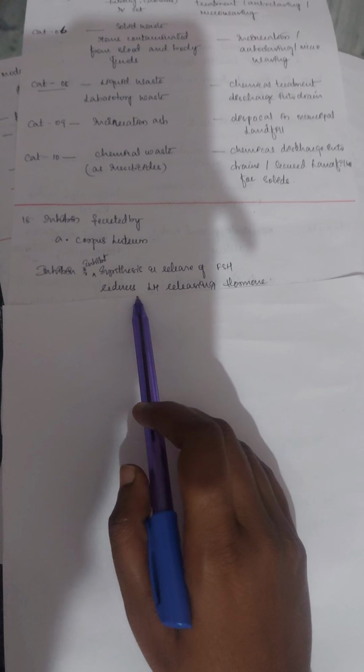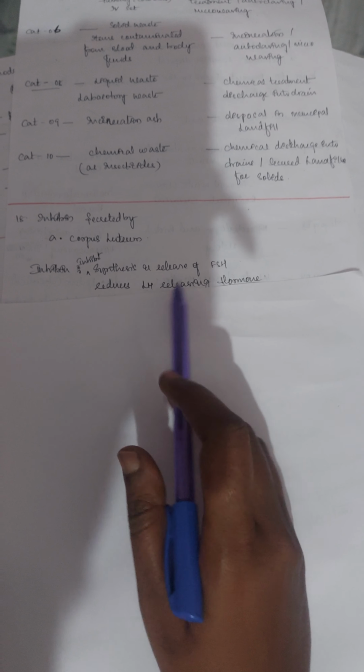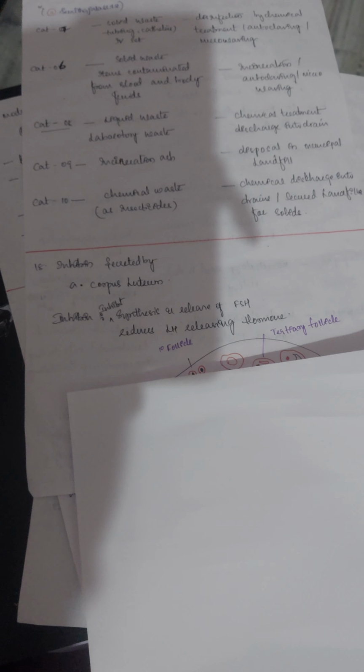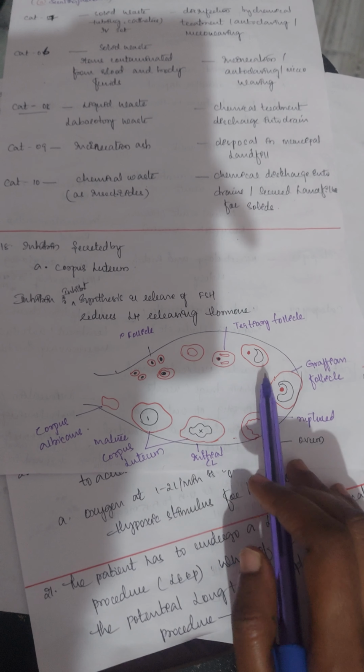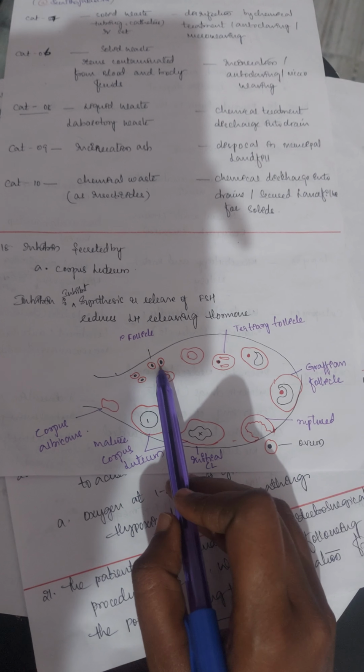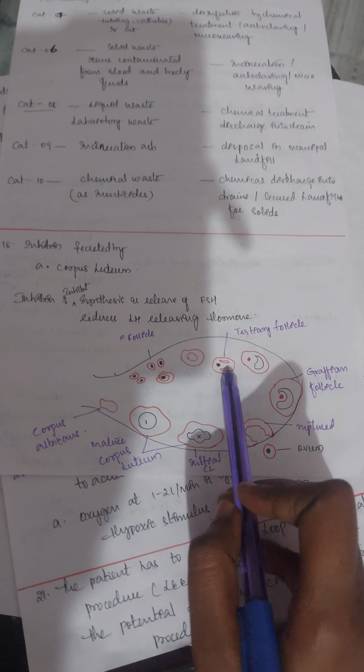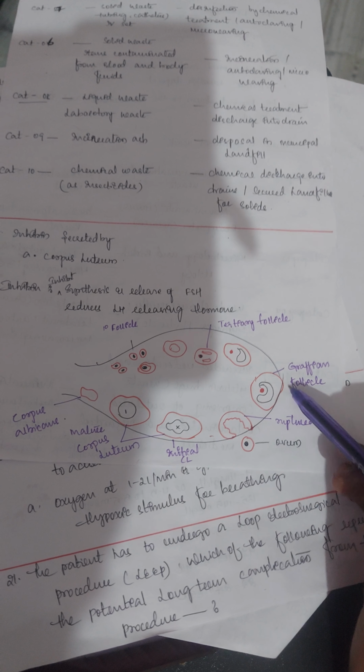And it also reduces the LH hormone. And here you can see the diagram of the ovary. Once you look here, the primary follicles, secondary follicle, tertiary follicle, and this is a Graafian follicle.